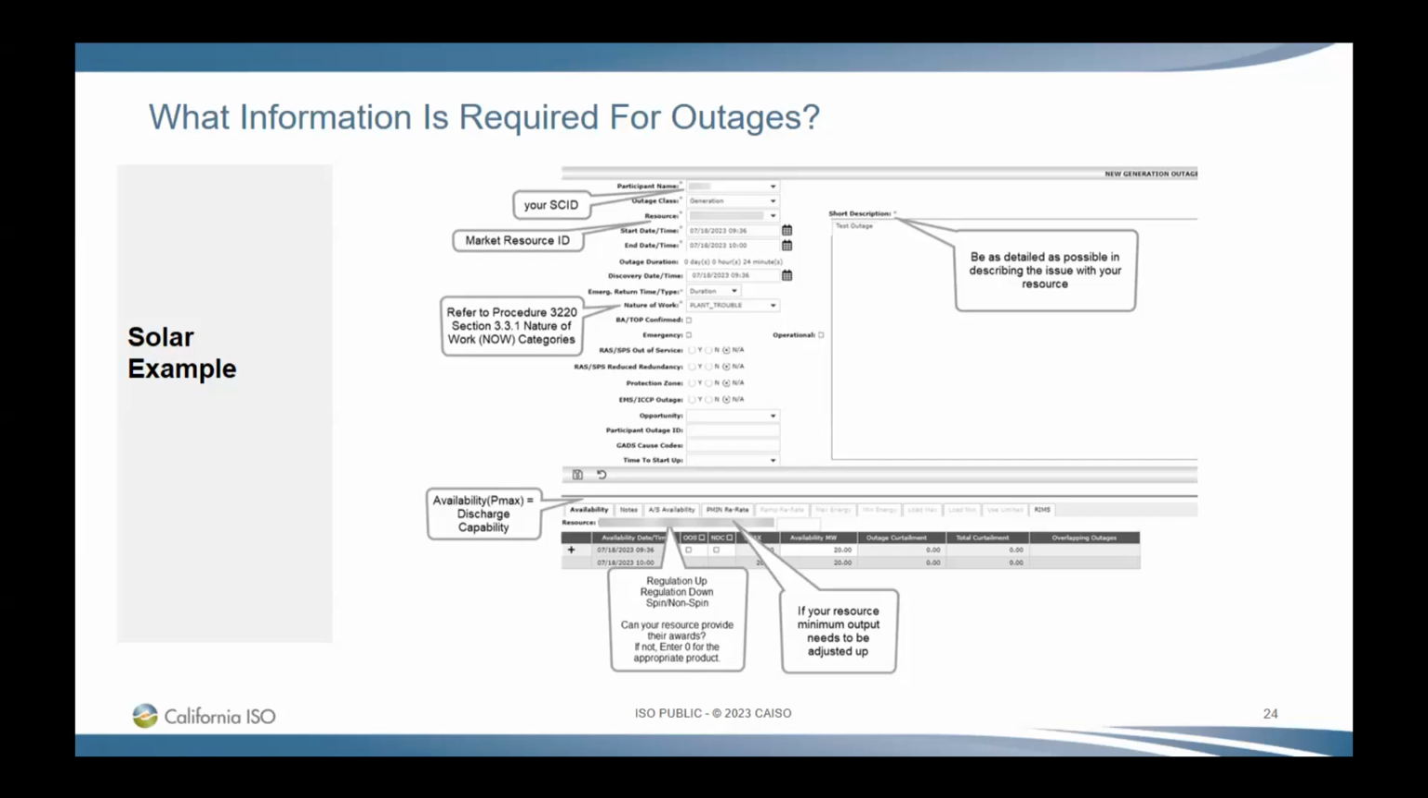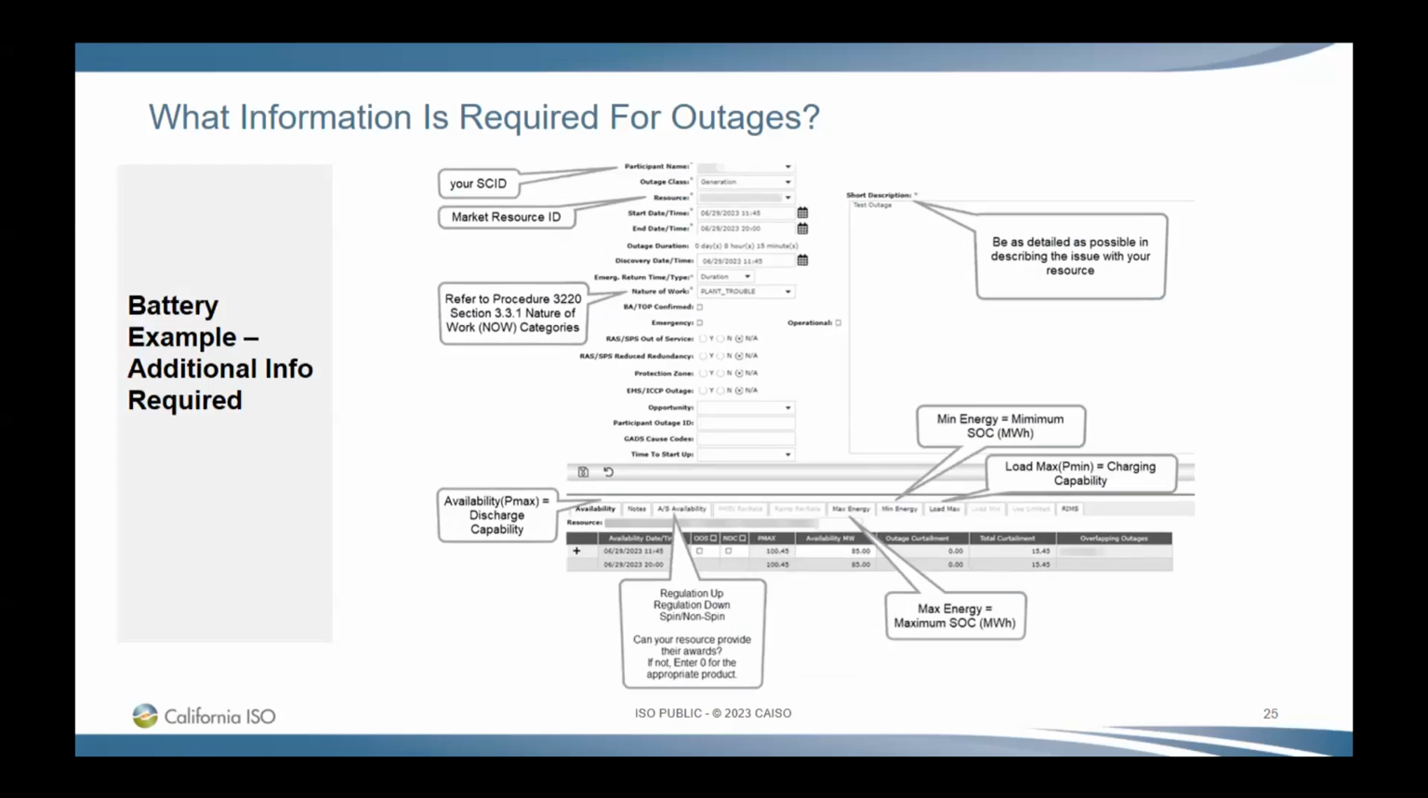If not, then you're going to want to go in and enter 0 for the appropriate product. So don't just leave it alone. Just make sure that you're entering a 0 for that appropriate product. And then for the PMIN re-rate, if your resource minimum output needs to be adjusted up, that's when you're going to fill out that field. So these are pieces of information that you need to be putting in, and make sure that you have all of these fields completed for a solar outage, solar resource outage.